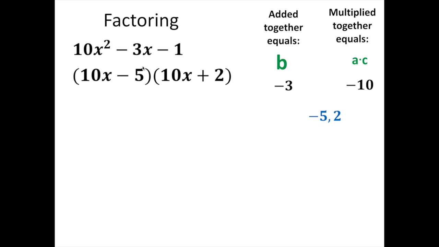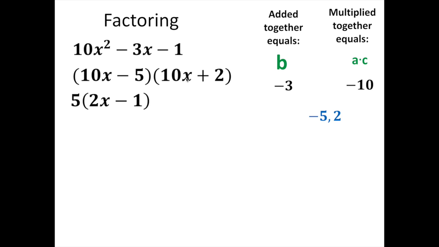So between 10x and -5, I can factor out a 5. If I factor out a 5 there, that's going to leave me 2x minus 1. You always know if you factor it correctly, if you can multiply it back and have it equal what your original one was. Well, 5 times 2x gives me 10x. 5 times -1 gives me -5. So I know I did that one correctly.